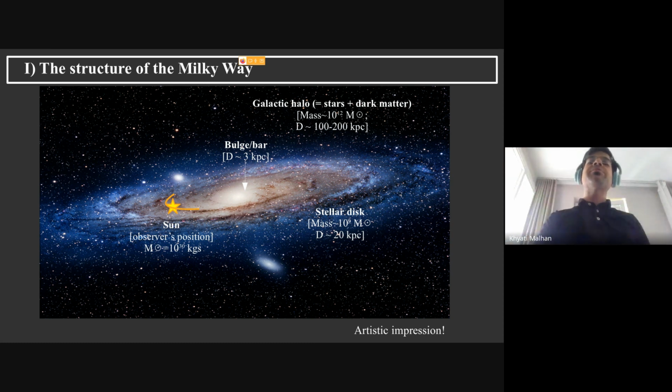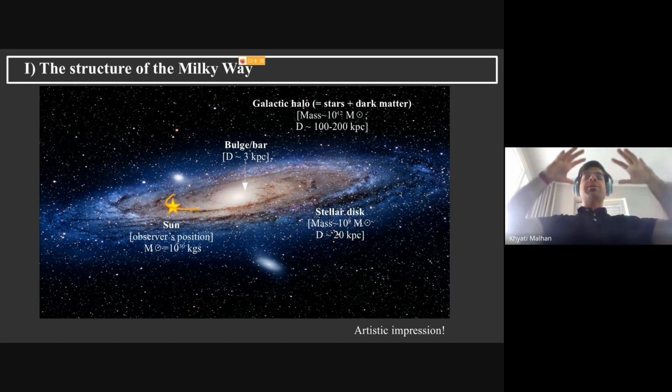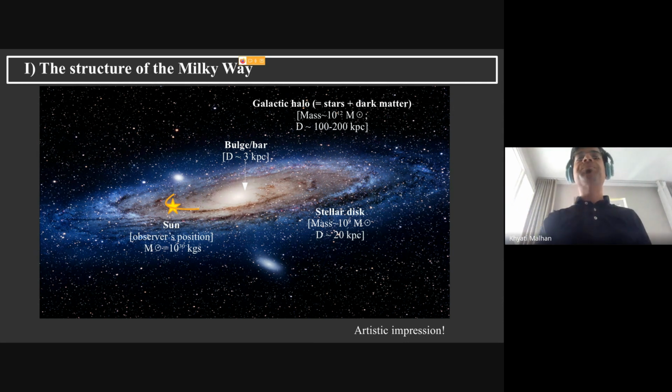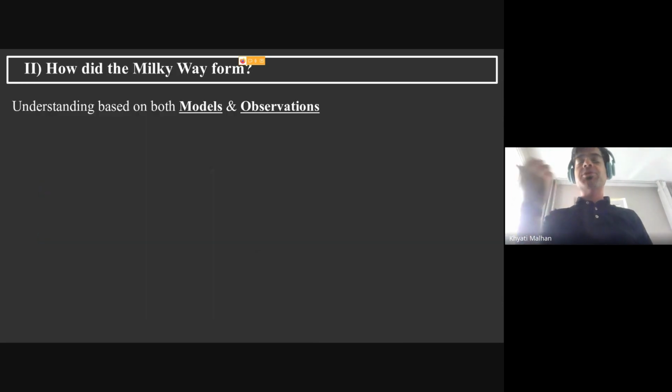But from the models, we have a prediction that maybe the dark matter halo surrounding our galaxy extends to about 100 to 200 kiloparsec or even beyond. But of course, the question is, how do we know even those things about the galaxy that we have not observed? That's coming from both the models of the Milky Way and the observations of the Milky Way.